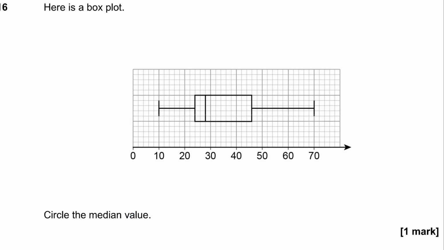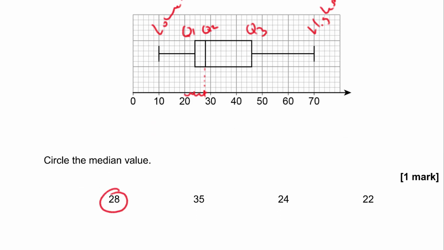Okay. Question 16. Here is a box plot. Circle the median value. Well, I'm sure you all know what's what on a box plot. This is the lowest. This is the highest value. This is Q1, our lower quartile, and Q3, our upper quartile at the edges of the box, and the line in the middle is Q2, or the median. So our median value is going to be this number here. There are 5 divisions between 20 and 30, so each division must be worth 2. So counting up from 20: 22, 24, 26, 28. So that is going to be a median value of 28.